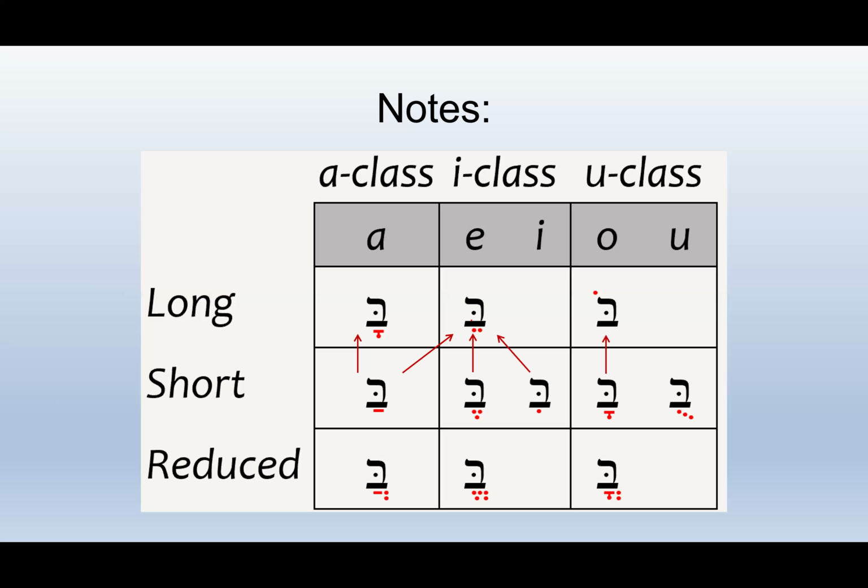The qamets hatuf, that would be the O vowel, can lengthen to a holem, the long O vowel. And the qibbuts can also lengthen to the holem. And then they can also reduce. The hireq can reduce to the reduced segol vowel, the hatef segol. And the qibbuts can also shorten to the hatef qamets, the O vowel there.